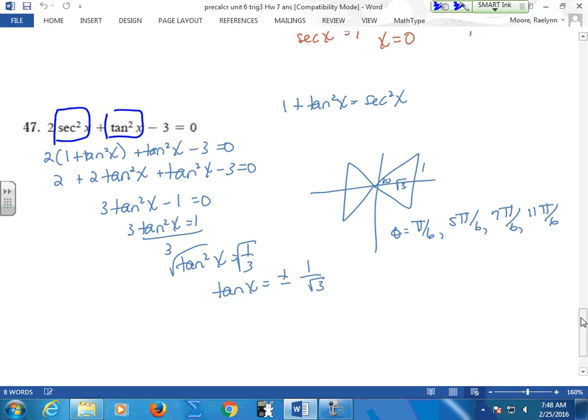So I left them alone. If you want to replace one of these with the other, it doesn't matter which way you go. I just happen to go with this, replace my secant squared. If you replaced your tangent squared with the secant, you could do that too. So I replaced this guy.